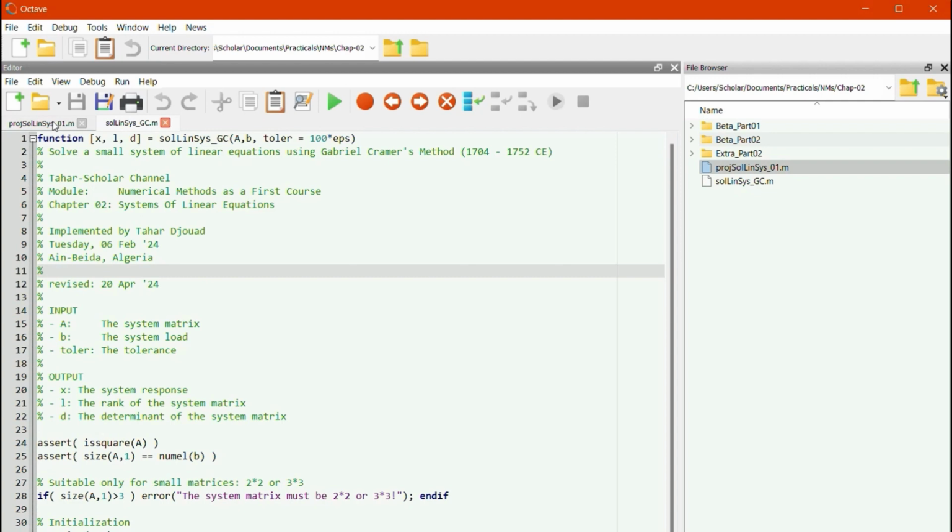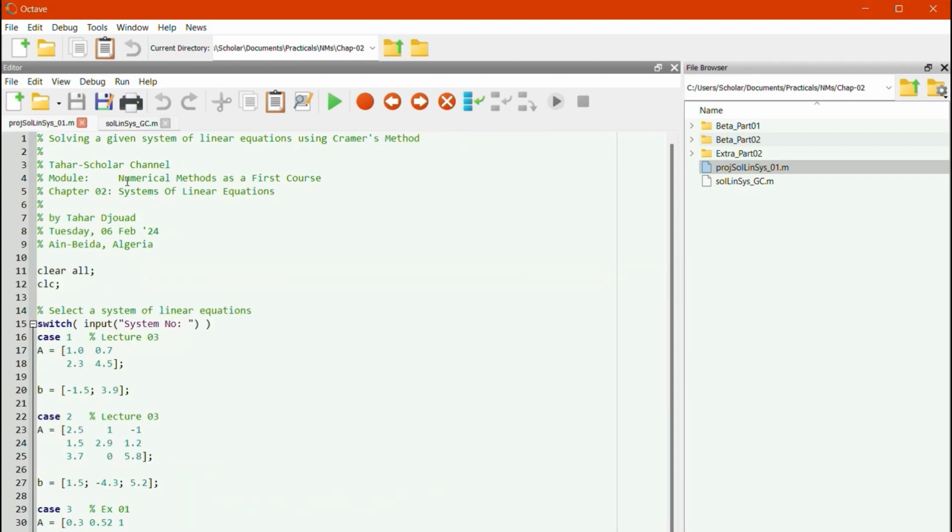Now let's go to the script where we test our function. We called it proj sol linear system, meaning the project that tests the function sol linear system. Let's read the comment. Solving a given system of linear equations using Cramer's method. TAR Scholar Channel, Numerical Methods as a First Course, Chapter 2, Systems of Linear Equations. By Tahar Jawad, Tuesday the 6th February 2024, Ain Baida, Algeria. Ain Baida is my hometown where I live currently.